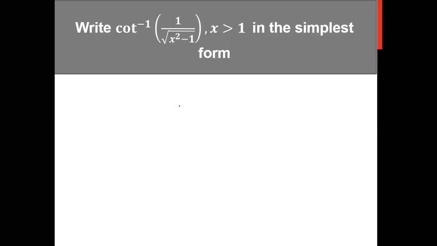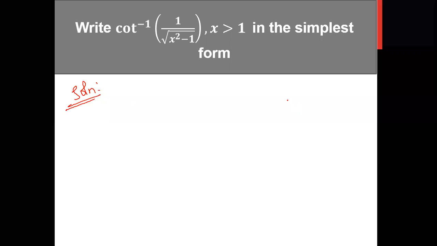Write cot inverse of 1 by square root of x square minus 1, where x is greater than 1, in the simplest form. So we have x square minus 1 there. We have to remove all that and convert it into some simple form, like cot inverse x, sin inverse x or tan inverse x. So we have to convert it into a simpler form. Okay, so how to do this? How to go about this?